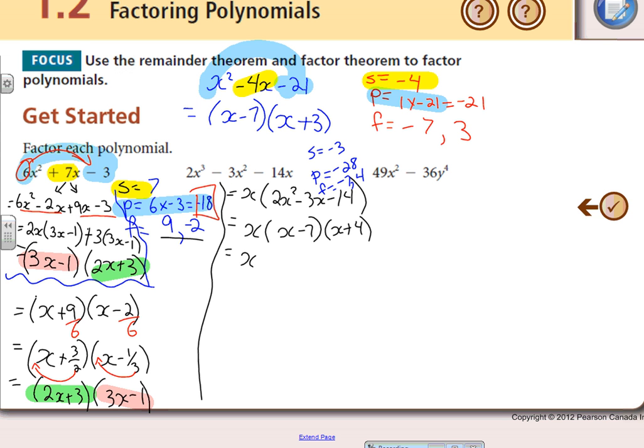But because I multiplied the 2 to the -14, I'm going to have to divide both of those by that 2. Take it down to lowest terms. That one's already in lowest terms, so 2x minus 7. And this one can go down, x plus 2, factored.